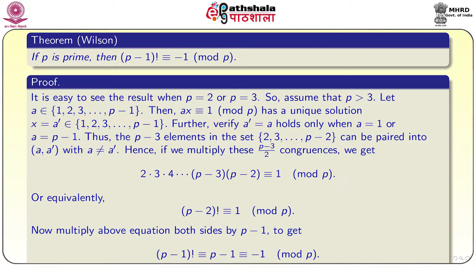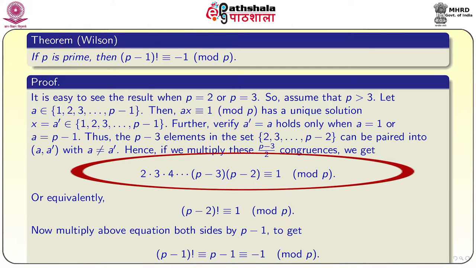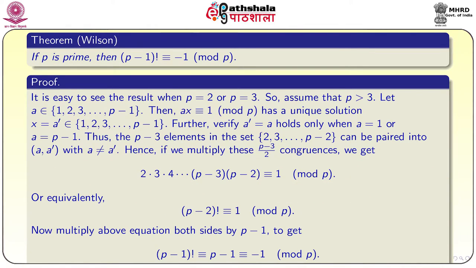So, if we multiply all these, we will get (p minus 3) by 2 pairs of congruences. So, that is 2 into 3 into 4 and so on up to (p minus 3) into (p minus 2) is congruent to 1 mod p, or equivalently (p minus 2) factorial is congruent to 1 mod p. Now, multiply the above equation on both sides by p minus 1 to get (p minus 1) factorial is congruent to p minus 1, which is congruent to minus 1 mod p.